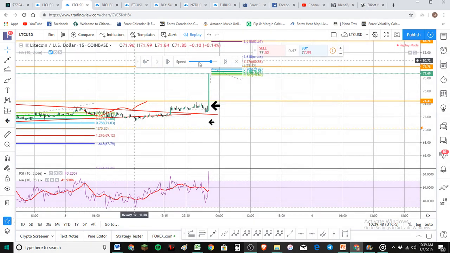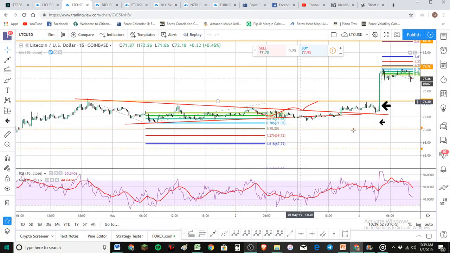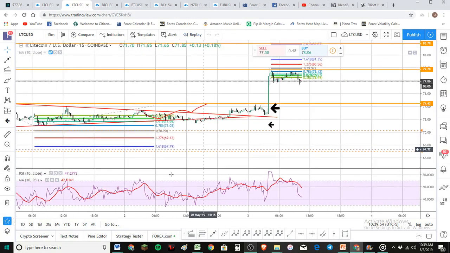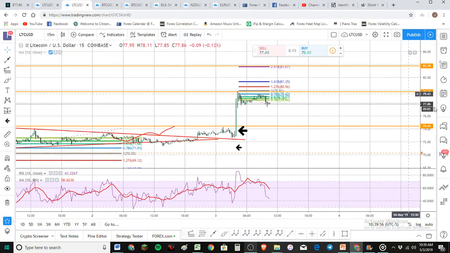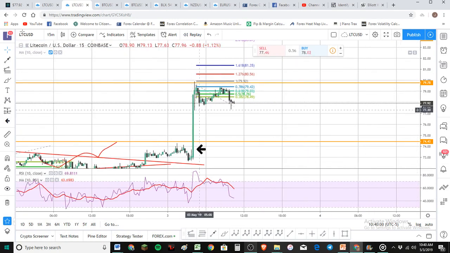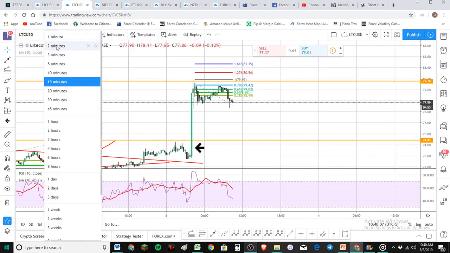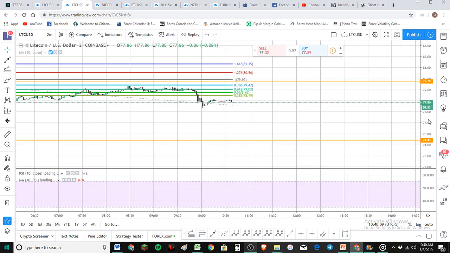Now, what's Litecoin doing? Let me just close this replay down. Yes, close it down. Okay, there we go. Here's our chart. So what's Litecoin doing? Well, Litecoin is now correcting. It is currently correcting. I'm going to take this down to the 1 minute chart because I want to show you something here, or 2 minute here. That'll be fine.